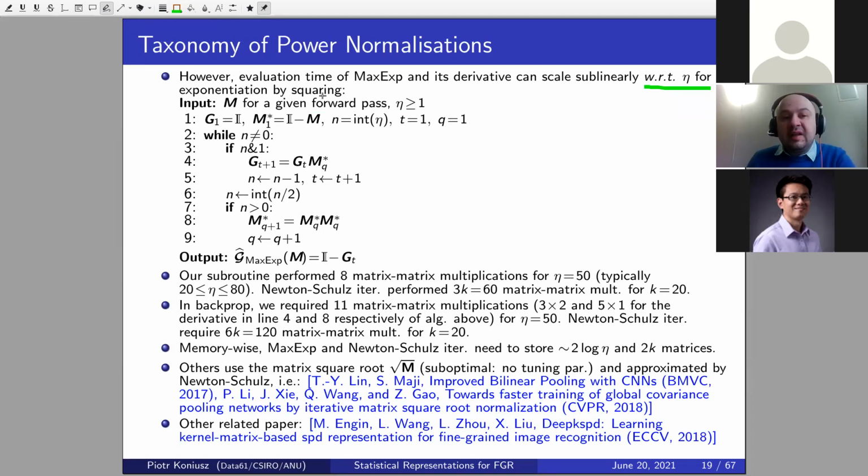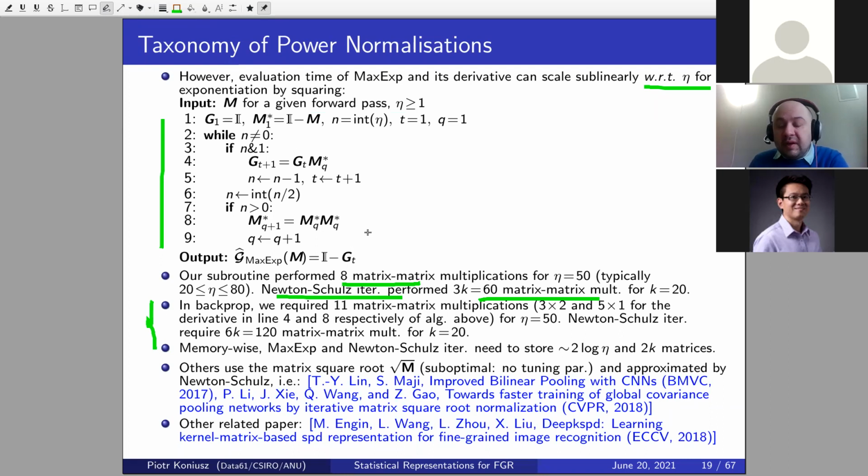exponentiation by squaring. So this is the algorithm. Just to give you an idea, typically for fine-grained recognition, people try to compute approximate matrix square root with Newton-Schulz, which roughly, for typical parameters, number of iterations k equal 20, it requires 60 matrix multiplications. In our case, for typical eta, this can be done with 8 matrix multiplications. And the same story emerges in the backpropagation step.